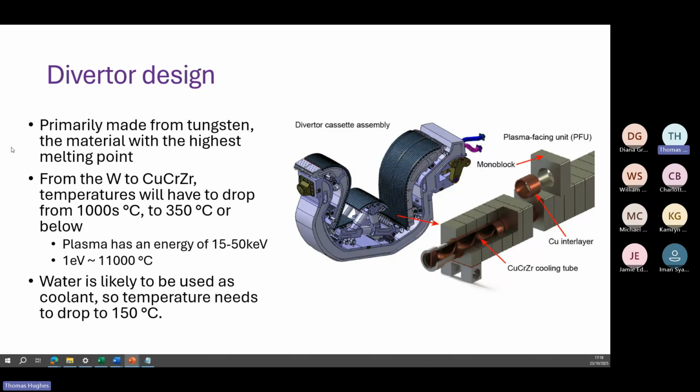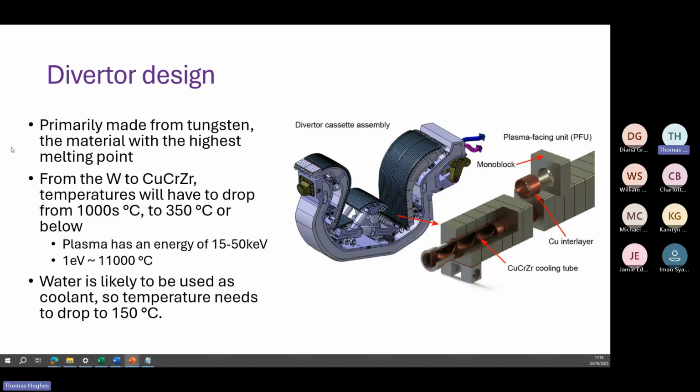The temperature has to drop from the surface of the tungsten, from orders of thousands of degrees, to about 350 degrees for the copper chrome zirconium tube. If you go higher than that, the copper properties will just sort of dissolve. All the precipitates will just stop working. So that's the maximum temperature the pipe can be at, and that still has to go down to about 150, because if you have steam above 150 degrees, you generally lose a lot of energy. So it's full of cooling pipes just to extract a load of energy and also remove a lot of the plasma.